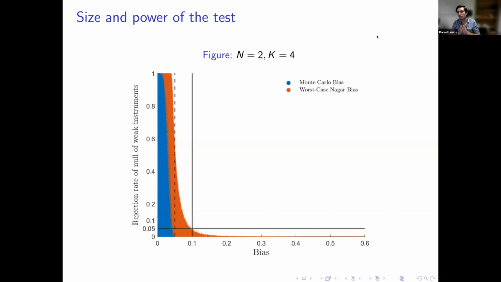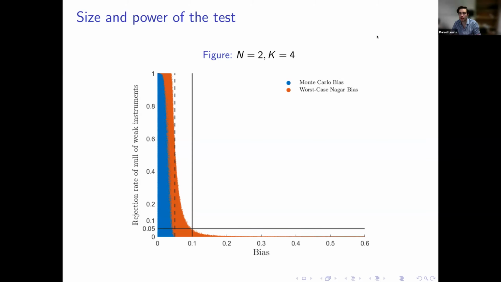However, while we're conservative, we're not prohibitively conservative, because you can see that the power rises quite sharply to the left of that. Essentially, as soon as you get to, say, bias of 0.05, when your test is designed for a bias of 0.1, you're getting non-trivial rejection rates that are rising quite sharply towards 1. So while we're conservative, we do have non-trivial power before you travel too far to the left of 0.1, which is that value for tau that we're calibrating to.